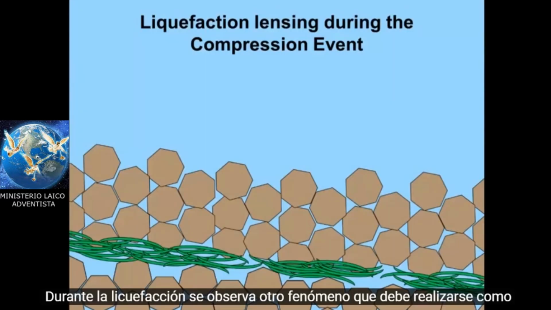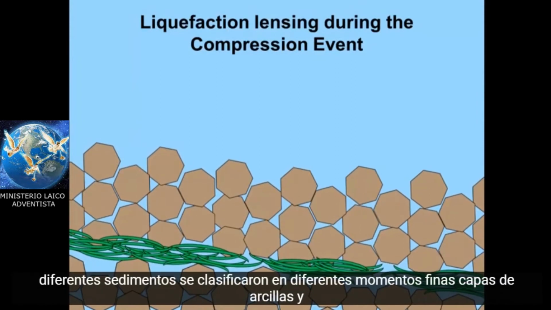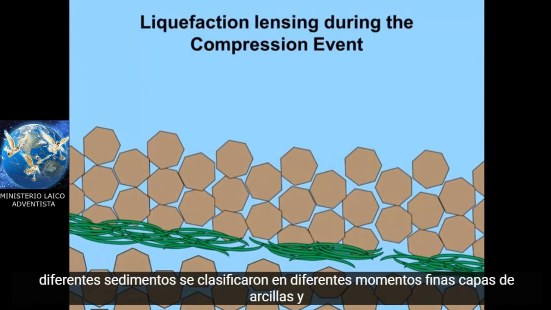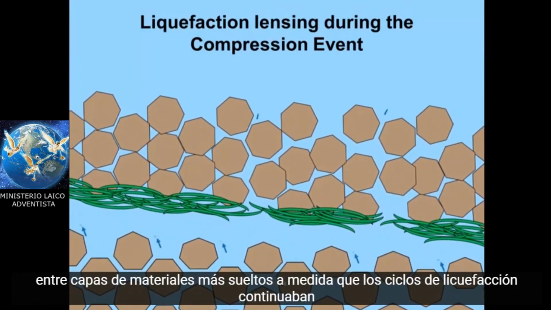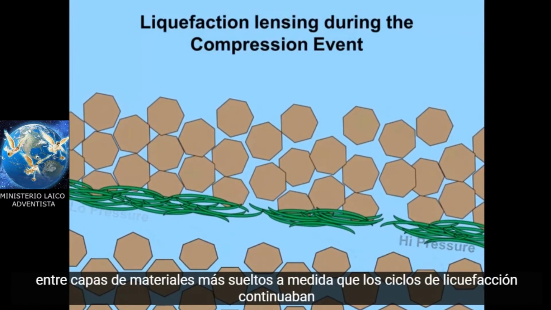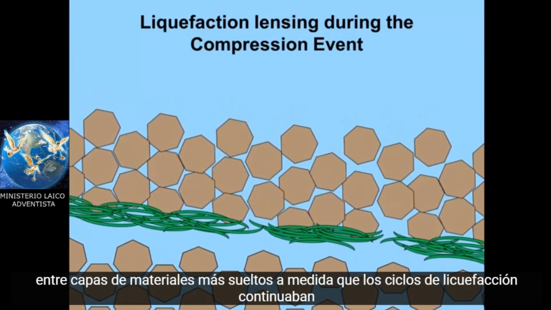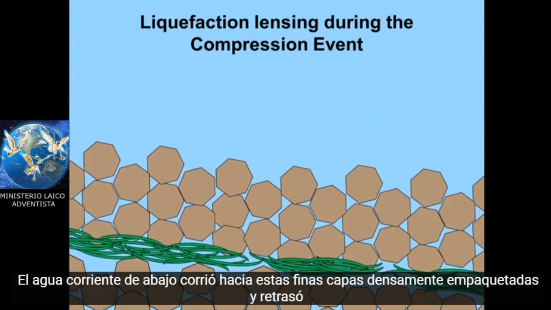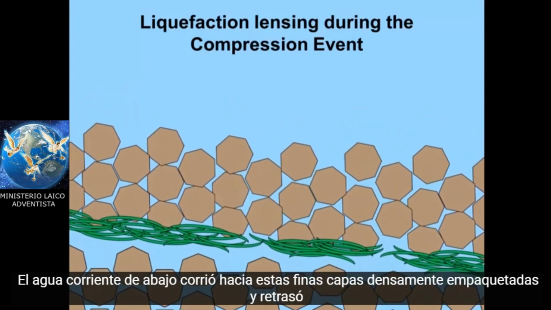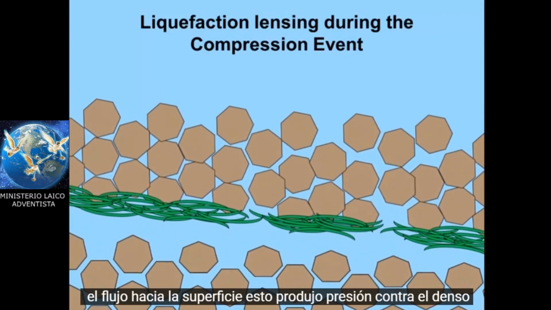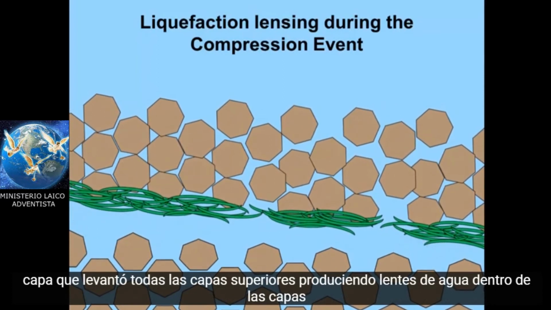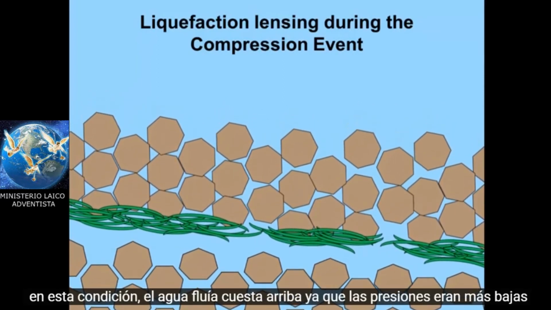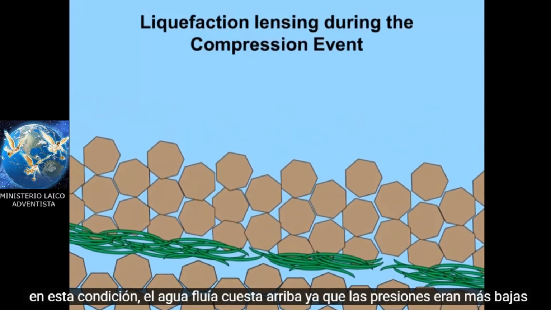During liquefaction, another phenomena is observed that should be realized. As differing sediments were sorted at different times, fine layers of clays and mats of uprooted vegetation were sorted within the layers and became trapped between layers of looser materials. As liquefaction cycles continued to occur, water from below ran into these fine, densely packed layers and retarded the flow up toward the surface. This produced pressure against the dense layer, which lifted all the layers above, producing water lenses within the layers. In this condition, water actually flowed uphill since pressures were lower upslope.